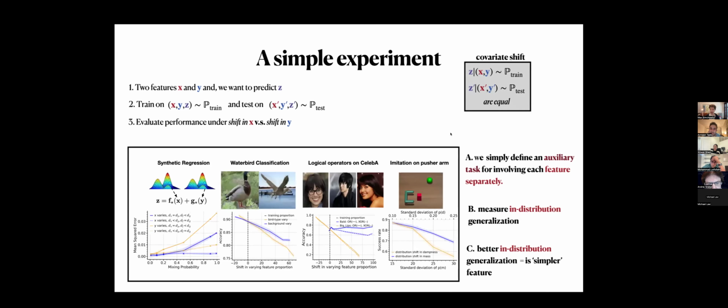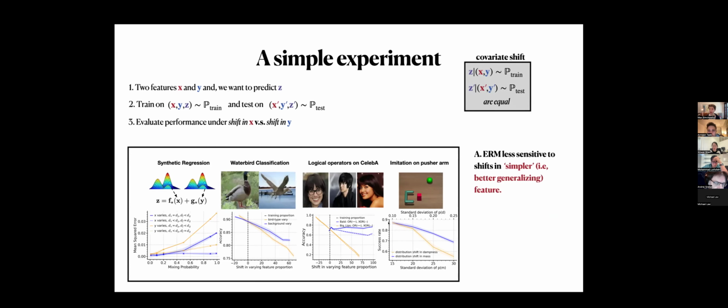So we can evaluate this on a range of data sets, be they synthetic regression, classic benchmarks for evaluating distribution shift, or even toy examples from robotic behavior cloning. And we find the following phenomenon: that ERM exhibits less sensitivity to distribution shift in the simpler feature, i.e.